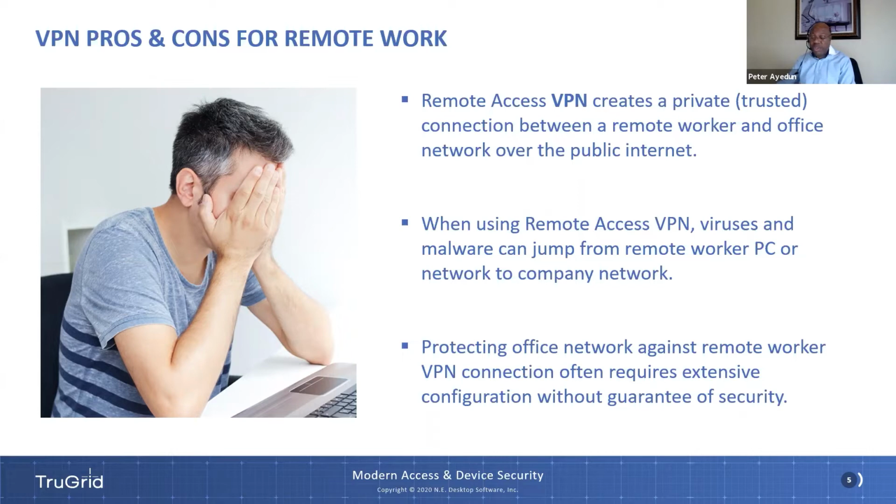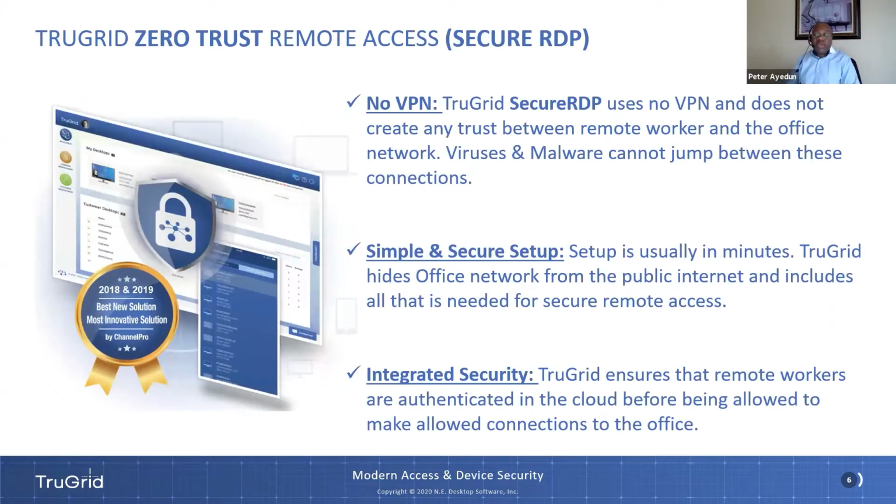Now let's talk about how TruGrid actually solves that problem. TruGrid has a technology called Secure RDP, and that technology is actually designed to implement zero trust for remote work. But the first thing it does is it doesn't use VPN at all. It does not rely on VPN. It uses a cloud technology based on Microsoft protocol SignalR. In doing so, it establishes connection between remote worker and the cloud before it gets to the organization. So there's always a cloud in between that guarantees that things are safe and secure before access is allowed.